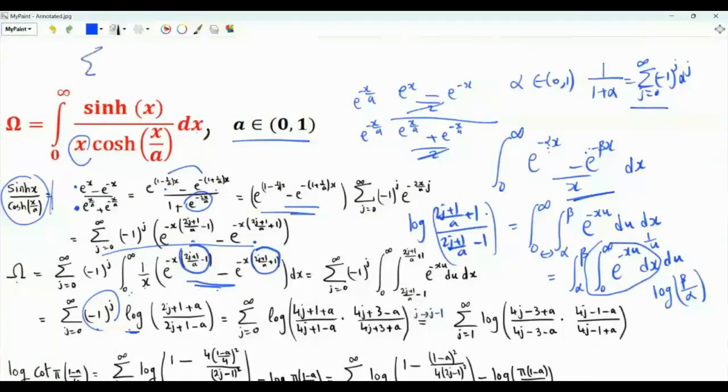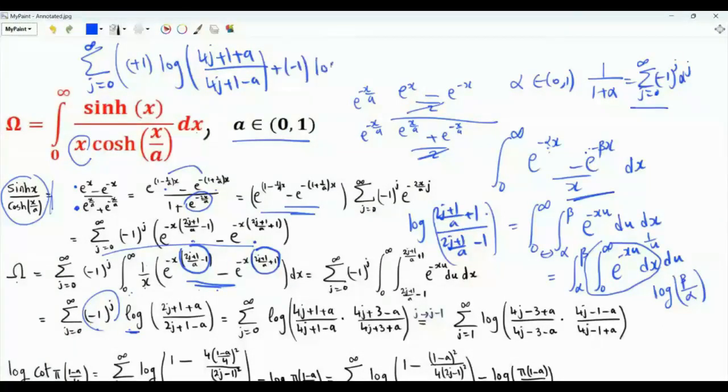To get rid of this (-1)^j, we can split the summation over j from 0 to infinity. We can replace j by 2j to account for the non-negative even integers. In this case, (-1)^j is equal to 1. So we have plus 1 times log of (4j plus 1 plus a) divided by (4j plus 1 minus a). Then to account for the non-negative odd integers, for those (-1)^j is minus 1. So we have plus minus 1. Now we replace j by 2j plus 1: (2(2j plus 1) plus 1 plus a) over (2(2j plus 1) plus 1 minus a).